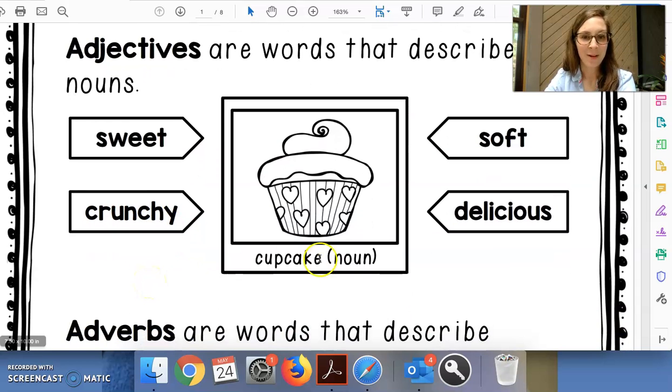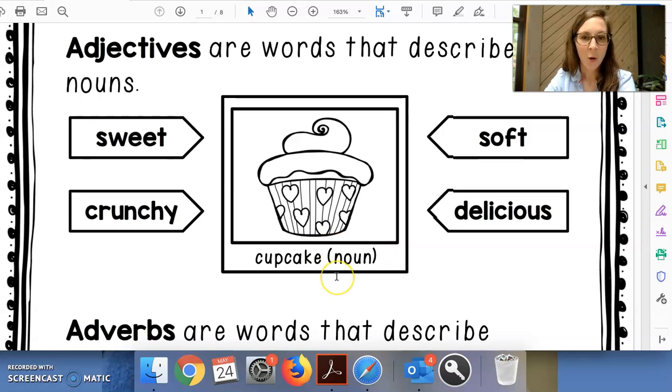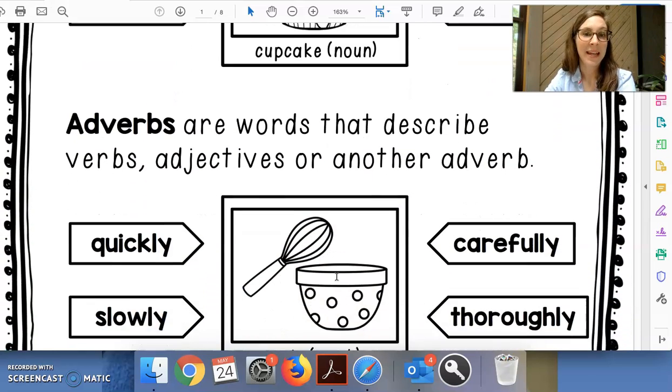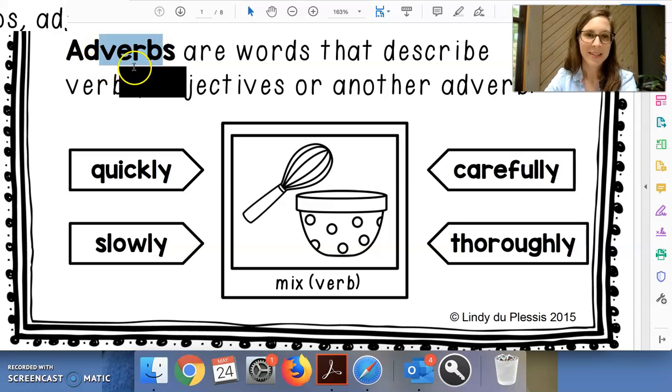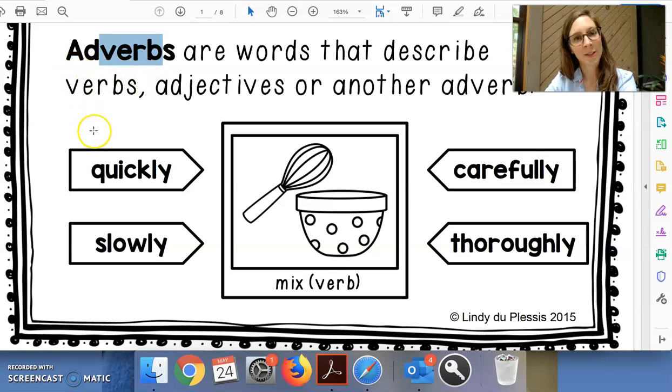Now, in thinking about our cupcake, what did we have to do to get that cupcake? We had to do an action, which is a verb. We had to mix all the ingredients. So when we describe our verbs, we use words called adverbs. And you'll notice that we have the word verb in the word adverb. So that can give you a hint about how an adverb describes the verb, describes the action.